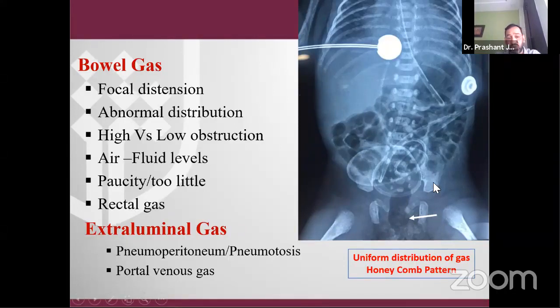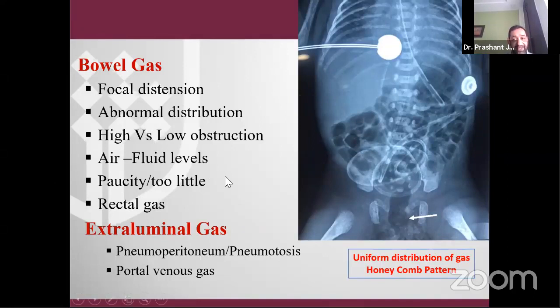High versus low obstruction. Whenever we talk about high versus low obstruction, it means that any obstruction which is proximal to the jejunum should be considered high obstruction, while an obstruction beyond the jejunum should be considered low obstruction. So if it's a high obstruction, then you will have a maximum of 3 air fluid levels seen in the abdomen, while if it is a low obstruction, then you will have multiple air fluid levels occupying the whole of the abdomen.